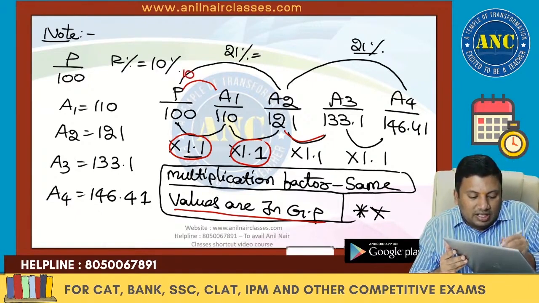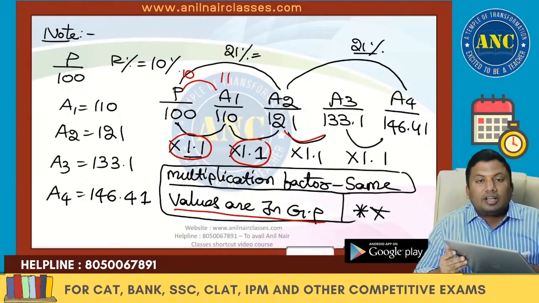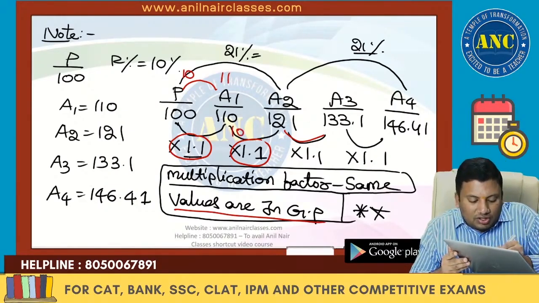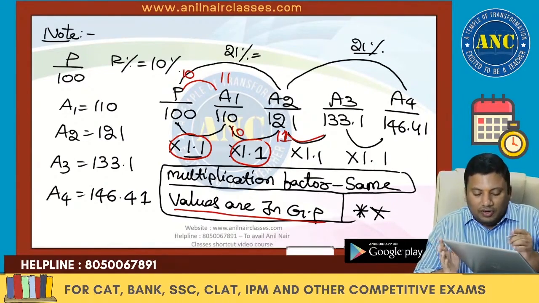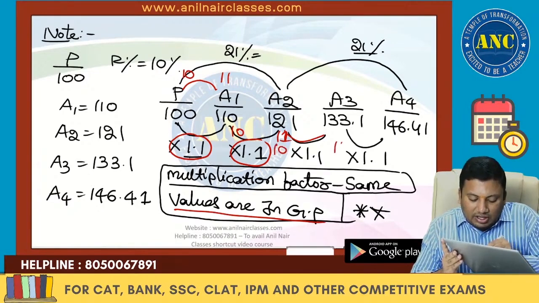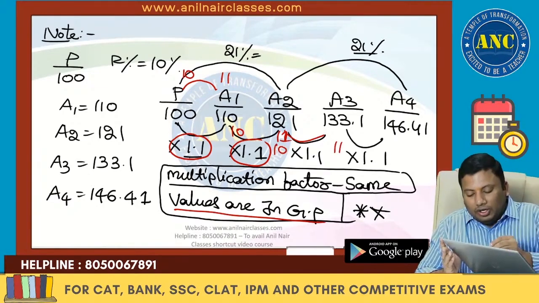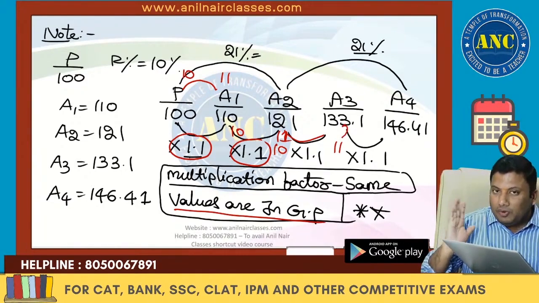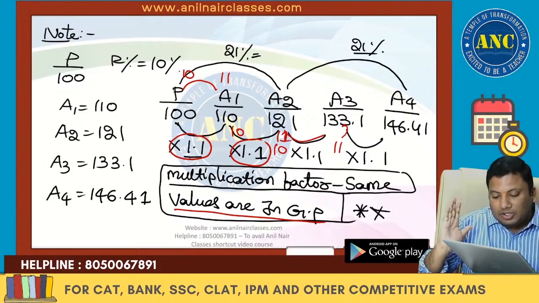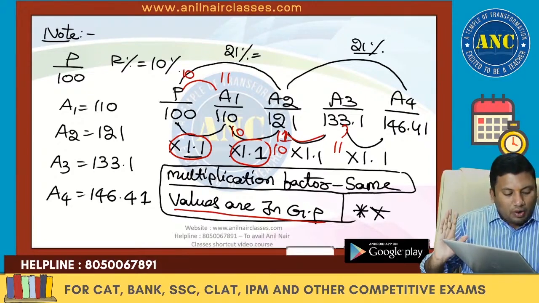So if this is 10 is to 11, the zeros cancel, this will also be 10 is to 11. 10 11s are 110, 11 11s are 121. If this is 10, this will be 10 into 12.1; 11 into 12.1 is also 133.1. Today, a good number of problems we will solve based upon this concept. I hope it is clear.